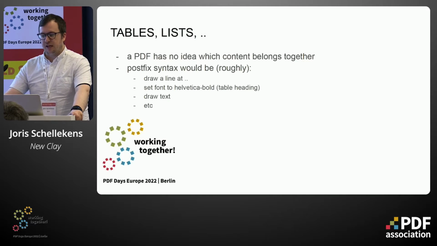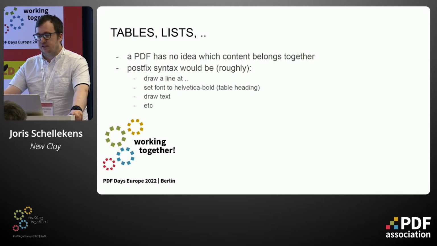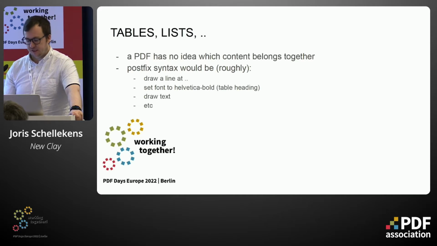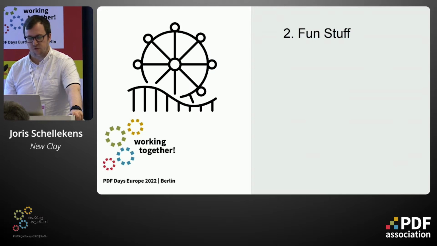What about tables and lists? In the most basic use case, if you're not using a tagged PDF, then the document itself has no idea which content belongs together. In fact, if you look at the most common implementation of tables, it's simply draw a line here and here, insert some text there, and that's about it. Now, there are ways of mitigating that. That is not the topic of this talk.